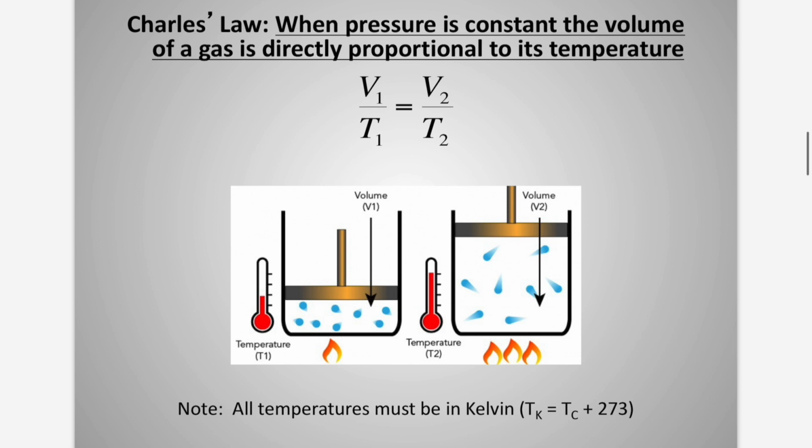Third is Charles' law, and Charles' law relates volume and temperature. So when the pressure of a gas is constant, the volume of a gas is directly proportional to its temperature. And so the equation we use for Charles' law is volume 1 divided by temperature 1 is equal to volume 2 divided by temperature 2. And again, this is because of thermal expansion and contraction, right? So when you warm up a gas, the particles move faster and therefore get spread farther apart, increasing the volume. Again, though, just like the previous one, anytime we're dealing with temperature, it must be in units of Kelvin.